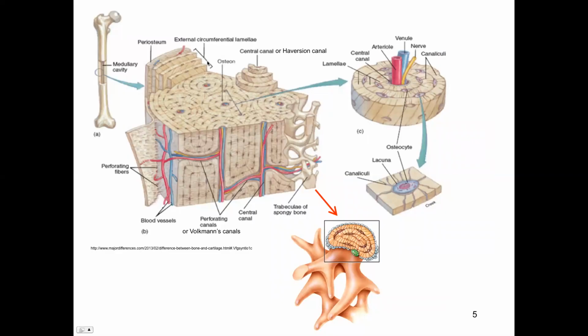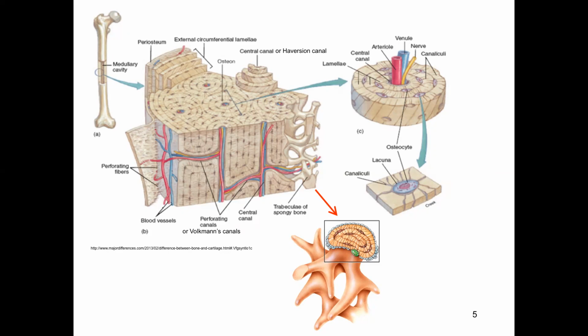Okay, but notice there's also lamellae that are running around the outside of the bone proper, and those are called circumferential lamellae. So they're ones sort of running around the entire bone, and then the osteons have the lamellae here. They're not circumferential, sometimes they're called concentric.